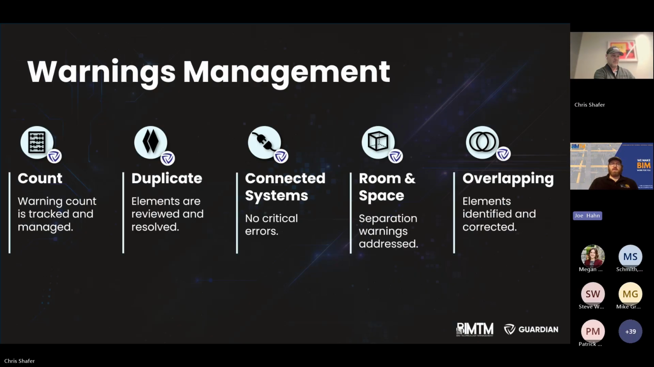Having duplicate elements in the same place is kind of an easy one to fix and find and see what happened there and how you want to resolve that. And when it comes to MEP projects in particular, connected systems and room and space warnings are what I was alluding to originally.